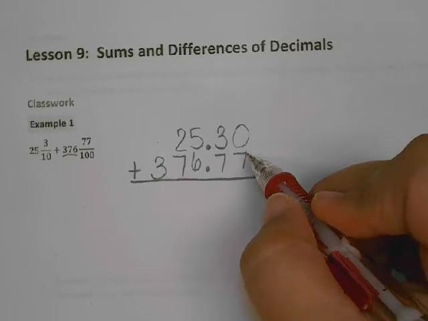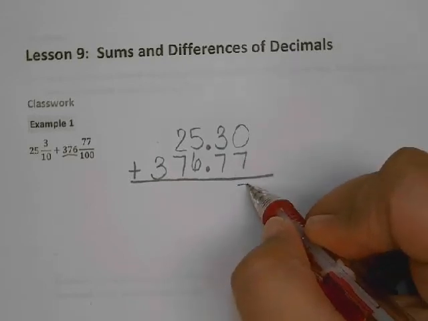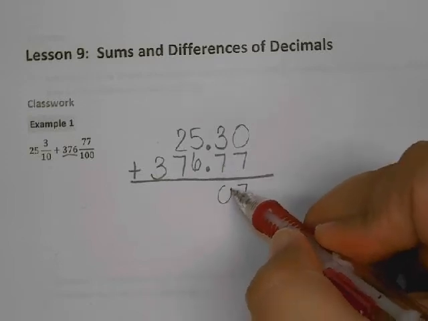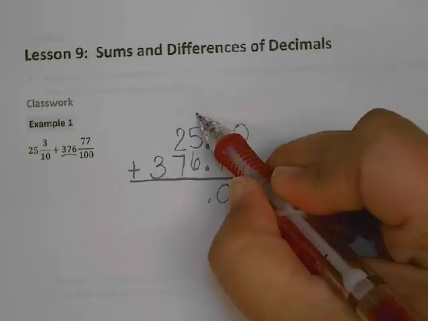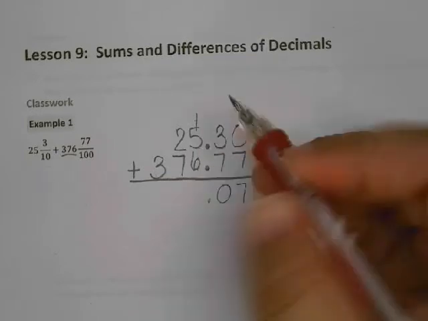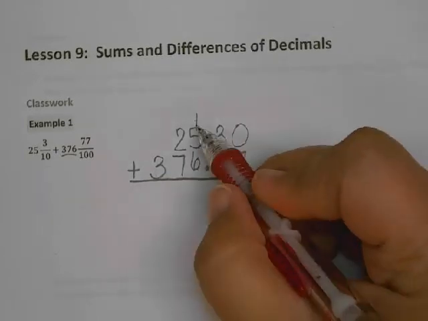I know that 0 plus 7 is 7. 3 plus 7 is 10. I write down my 0. I regroup. 1 plus 5 is 6.